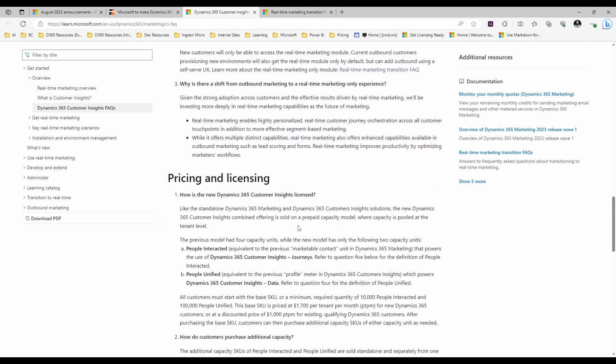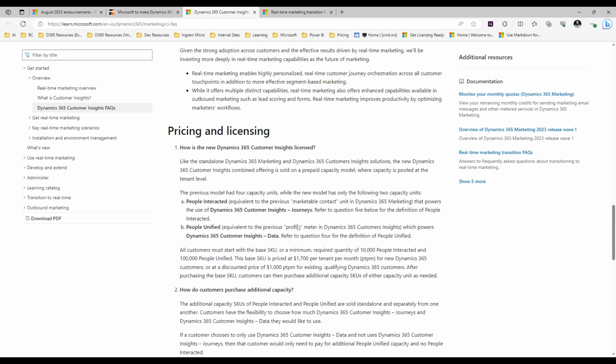Pricing and licensing. Well, how is it licensed? It is licensed at a prepaid capacity model where capacity is pulled at the tenant level. And then we are introduced to two new terms here, people interacted and people unified, which will be defined further down in this article.